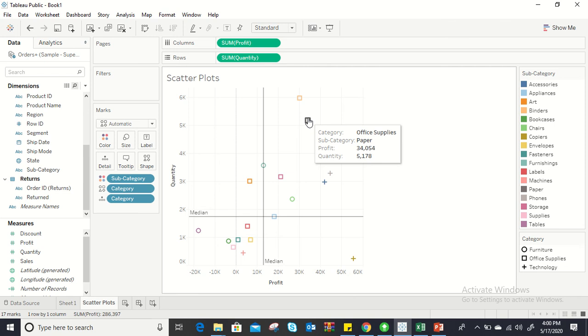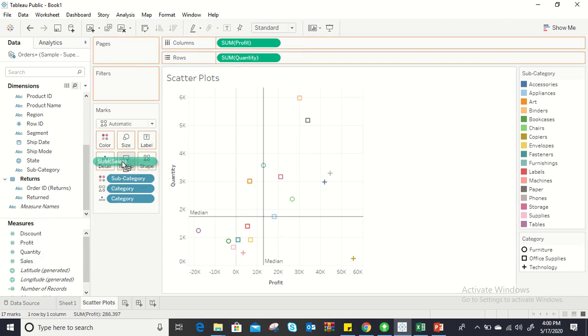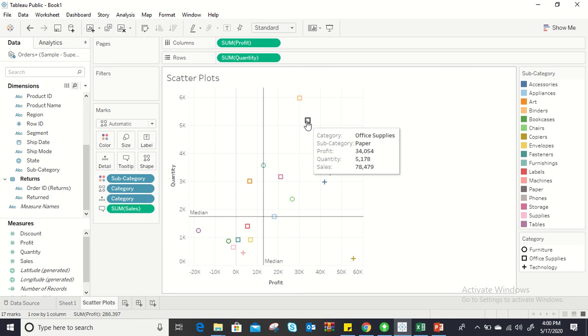Now if I hover over it, I'm getting information on profit, quantity, and all of that. If I want to add sales, I'll drag sales into the tooltip, and that should give me sales as well. All right, so this is how you can play around with scatter plots. Scatter plots give out a lot of information.